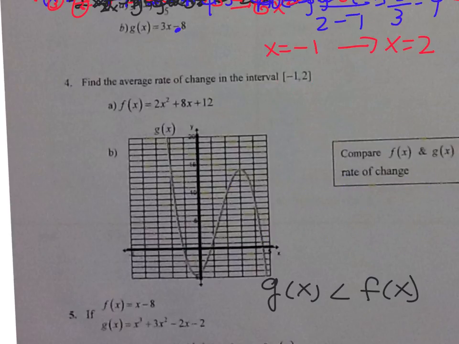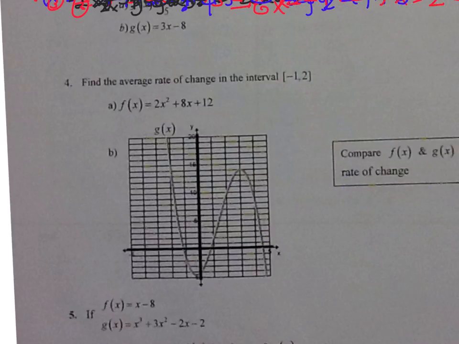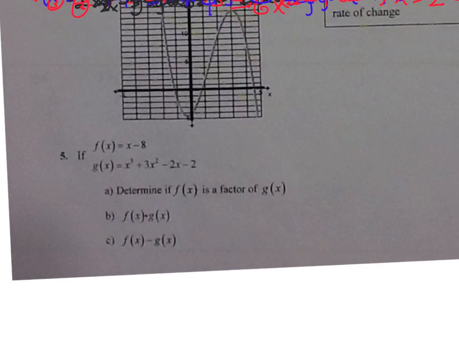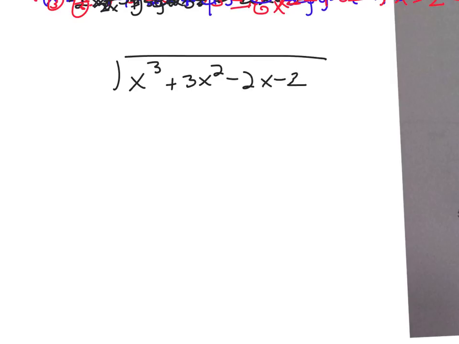Okay, so let's take a look at 5. Okay, 5 says you have two functions, f of x and g of x. You want to determine if f of x is a factor of g of x, so we do that by dividing. All right, so I have g of x, which is x to the third plus 3x squared minus 2x minus 2. And I'm going to divide that by x minus 8 to see if it's a factor.